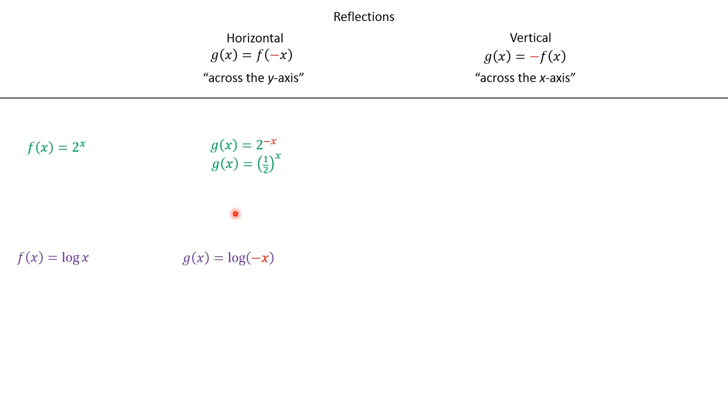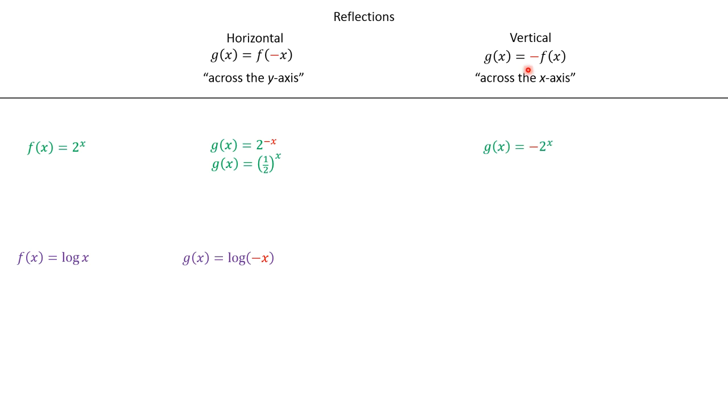And for logs, we have log of negative x. Nothing really happens here. I mean, that could be negative 1 plus x, but nothing really goes there. We just put the negative number in for x, it becomes positive. The domain of a log function is x is greater than 0. So when we flip it, now x has to be negative so that this could be a positive number. So it changes the domain to be x is less than 0.